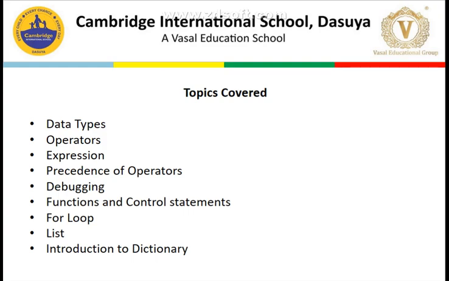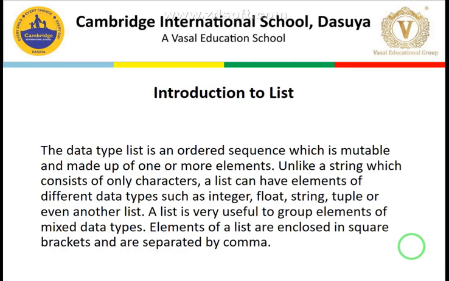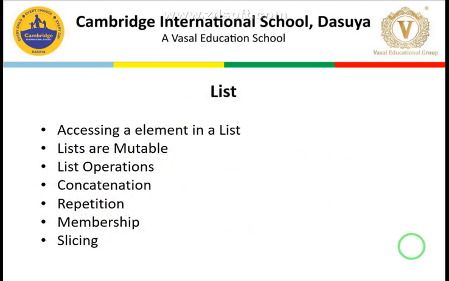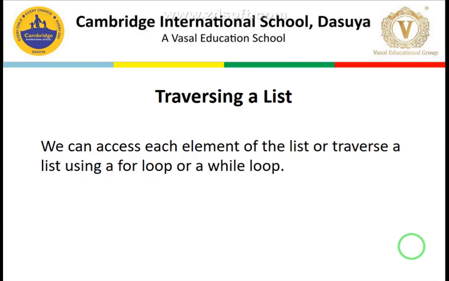Students, moving to today's topic, what is a dictionary? We just revised what we covered in the last lecture. For the list, the feature was that a list is mutable, means its elements can be changed. Then we applied operations like accessing an element, concatenation, repetition, membership and slicing, and similar operations we will also apply in a dictionary. Then we covered how to traverse or access a list.